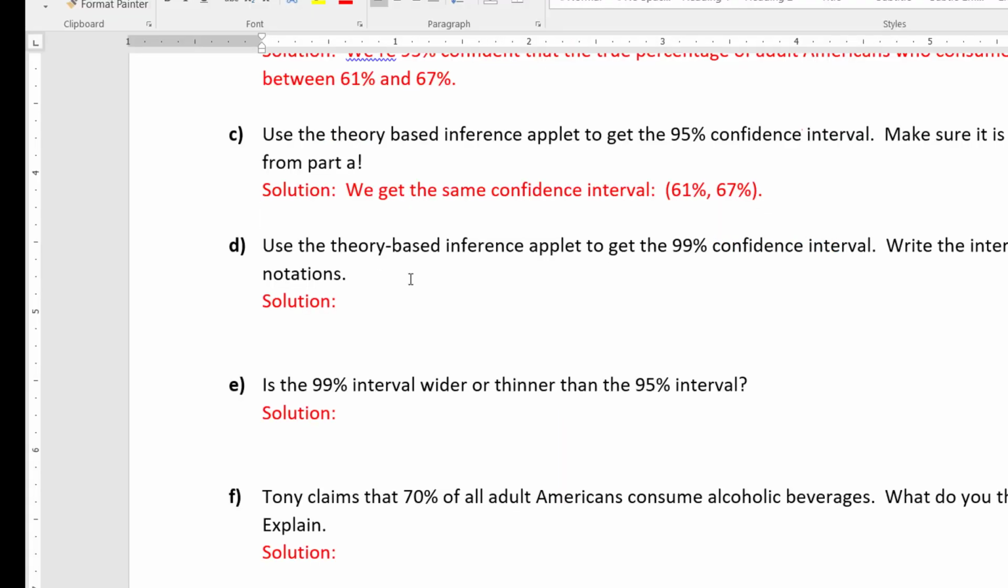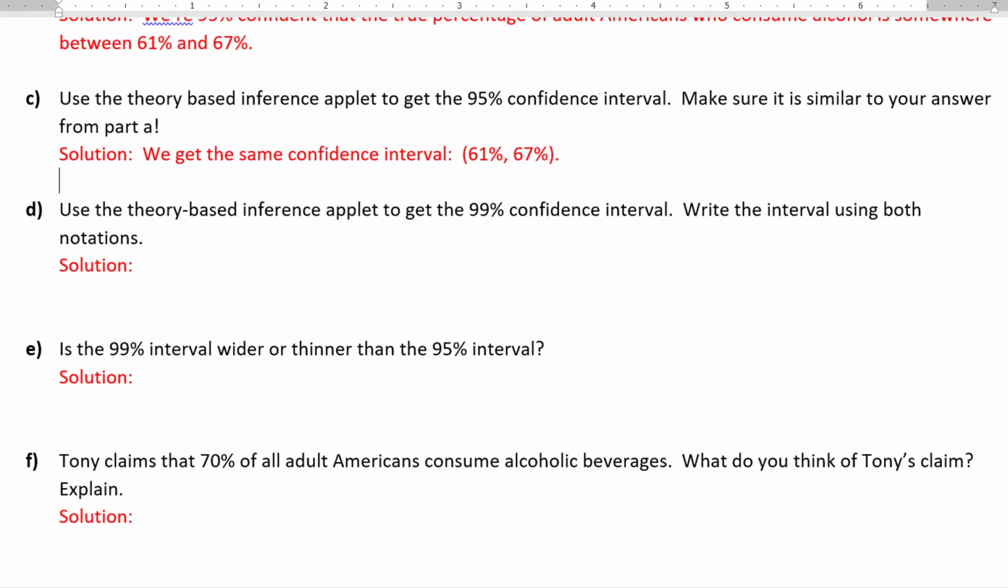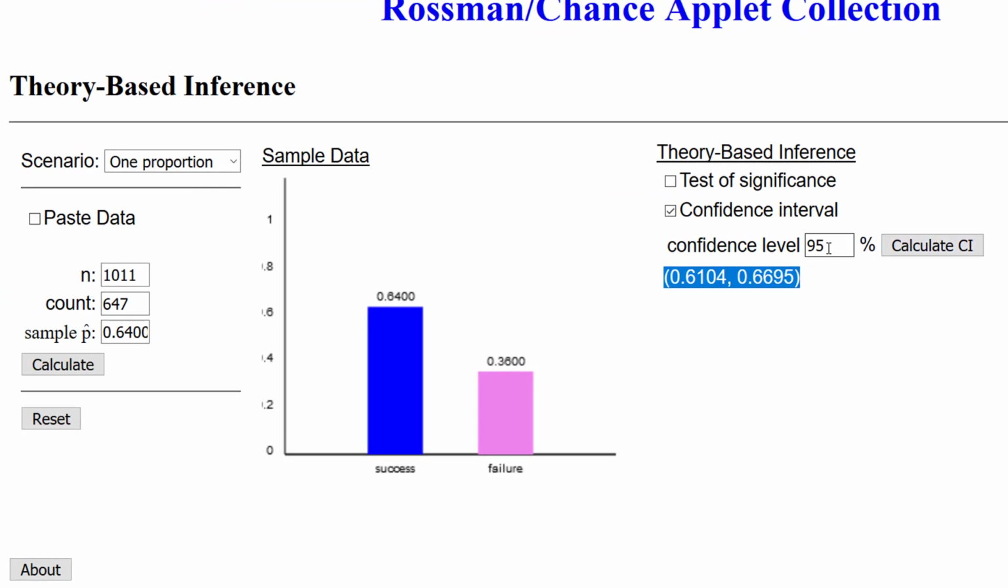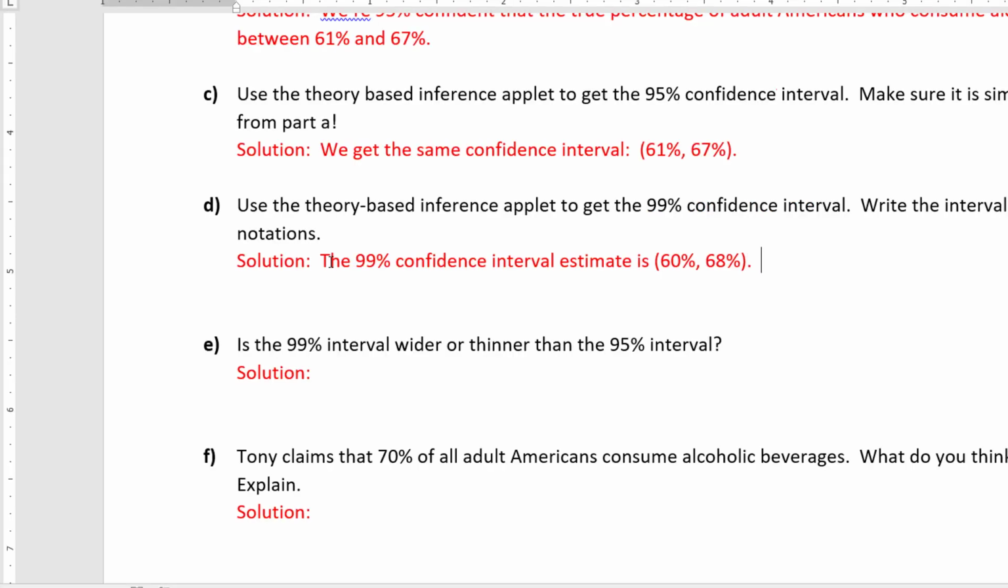Part D reads, use the theory-based inference applet to get the 99% confidence interval. So we're just going to do a bit of a comparison here. Before, we had this 95% confidence interval from the applet. All I have to do now is go in and change the 95% confidence level to 99% and hit calculate. And there it is. Now we have a confidence interval that ranges from 60% up to 68%. Notice that this confidence interval is wider. It goes down a little further, to 60 instead of 61. It goes up a little higher, to 68 instead of 67. It's casting a wider net.